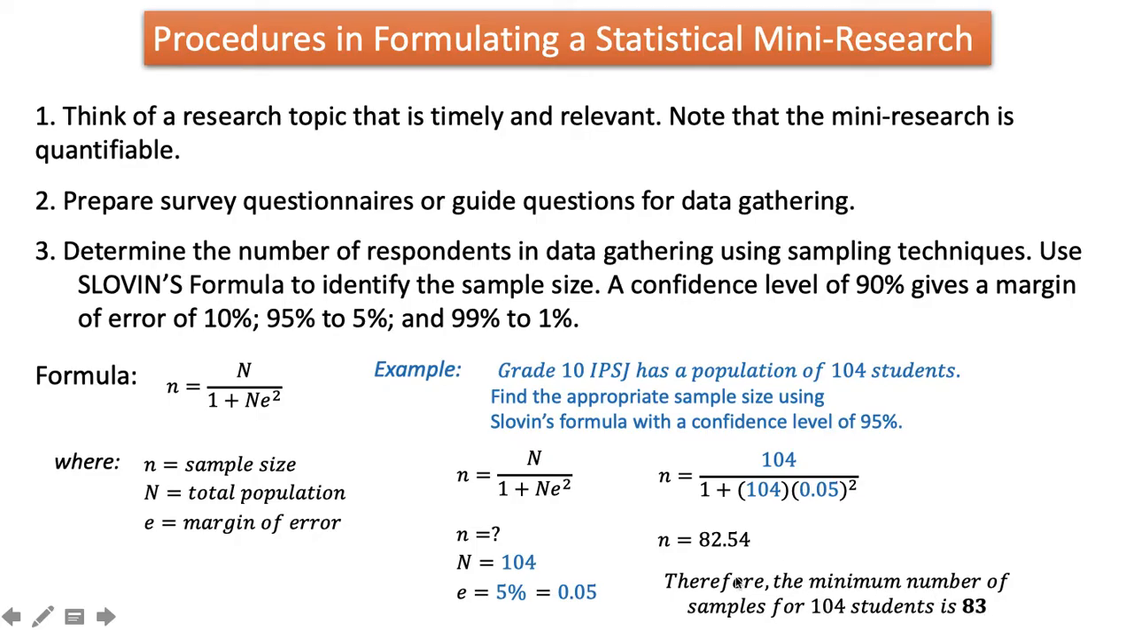Okay, so we got this 83. We did not just round off the 82.54, but we round it up because our respondents are persons, human beings. So every human being is represented by one whole.